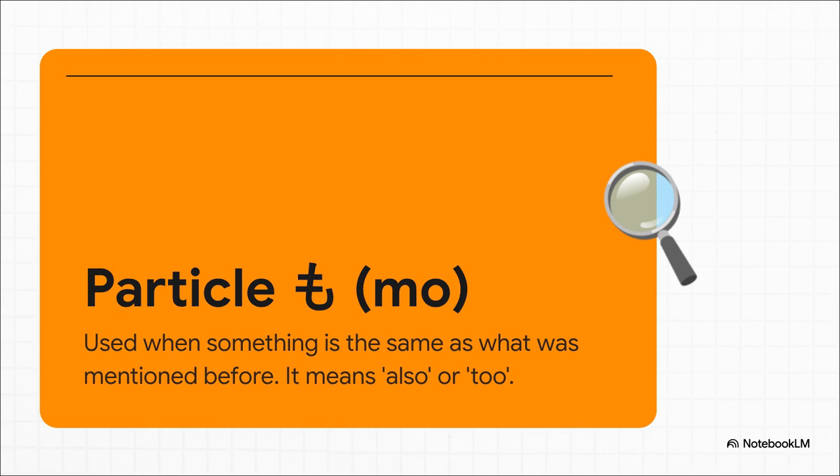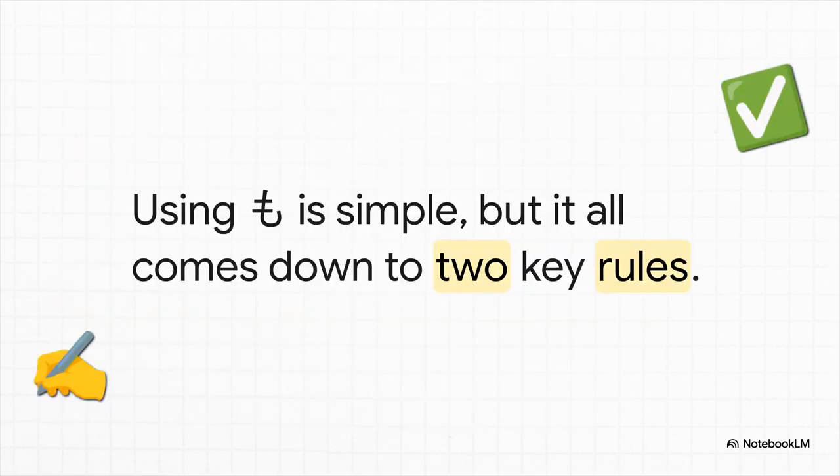And its job is super simple. It just signals that whatever you're talking about now is in the same category as what you just mentioned. It's basically your go-to word for also and too. Now, the best part is how incredibly straightforward mo is to use. I mean it. It all boils down to just two super important rules. Once you get these two patterns in your head, you'll be using mo perfectly every single time.